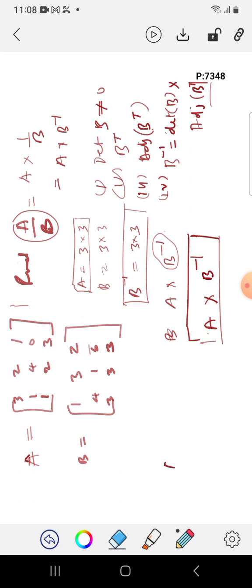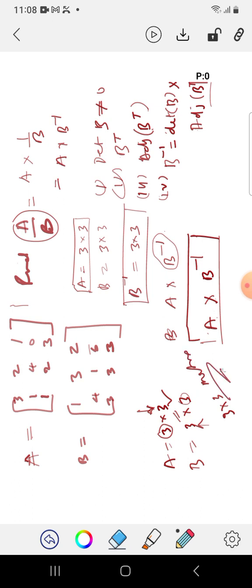Why not? A is a 3 by 3, B is also 3 by 3. A has 3 columns and B has 3 rows. Since they are equal, the multiplication can work. It means that A divided by B is going to give you another 3 by 3 matrix. Please let me know your thoughts about this. Let me stop for now. Thank you very much.